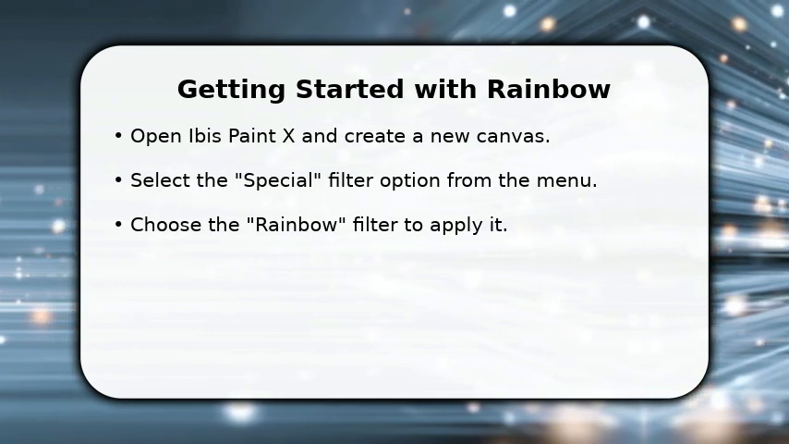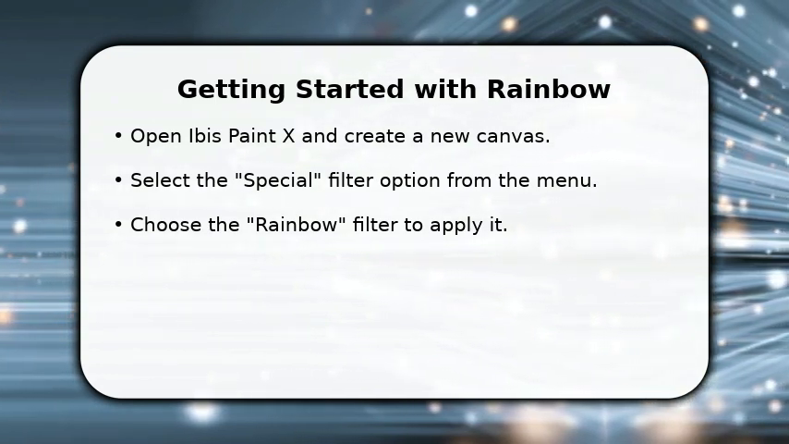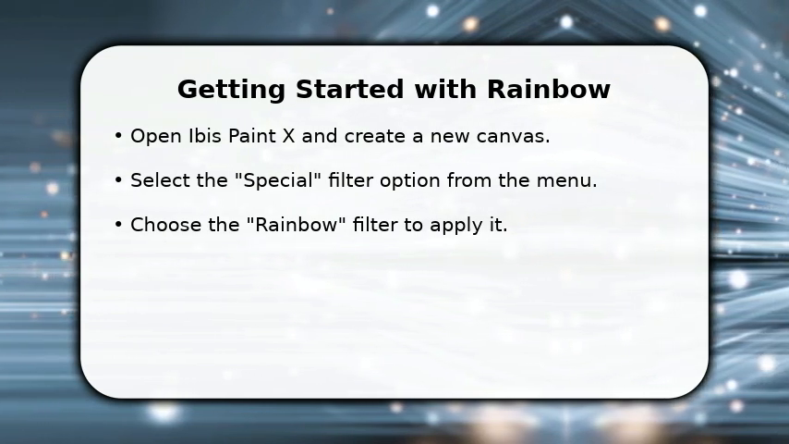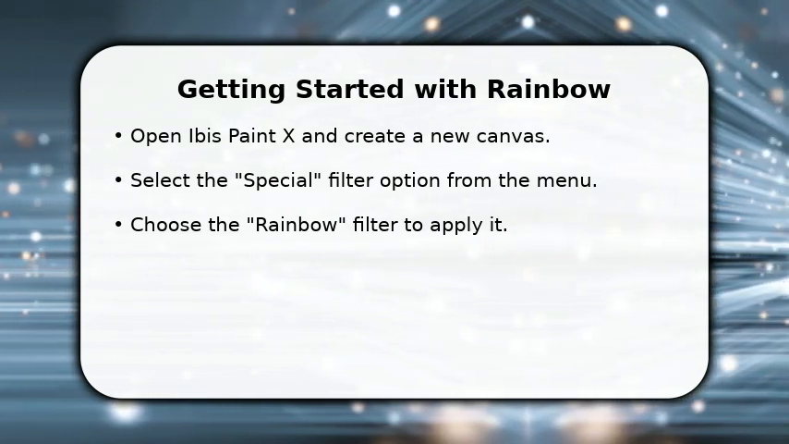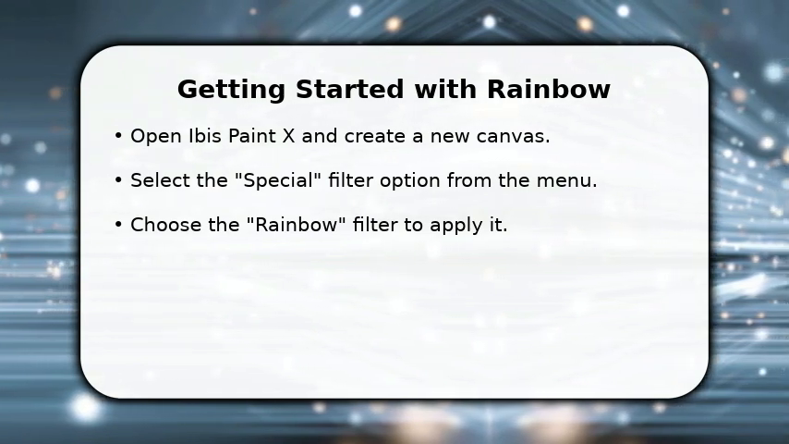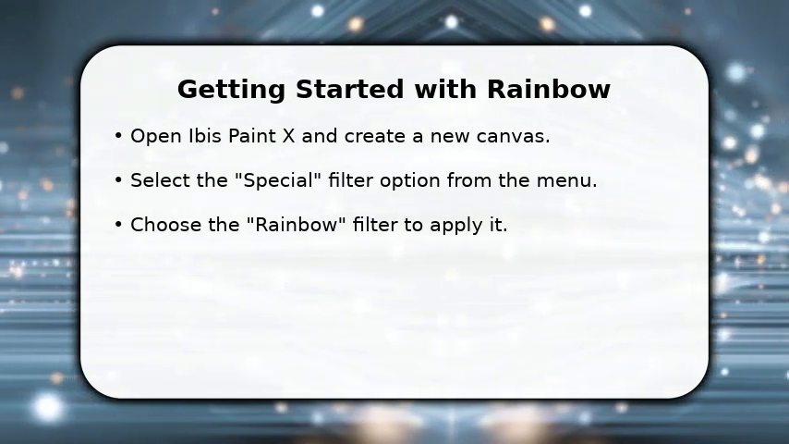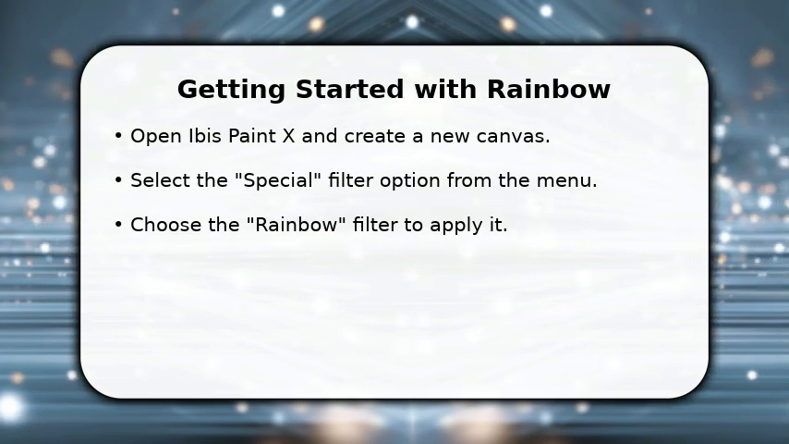Next, navigate to the filter menu, which looks like an icon with a small square. From there, select the special category to find the rainbow effect. This is the initial step to adding vibrant colors to your artwork.